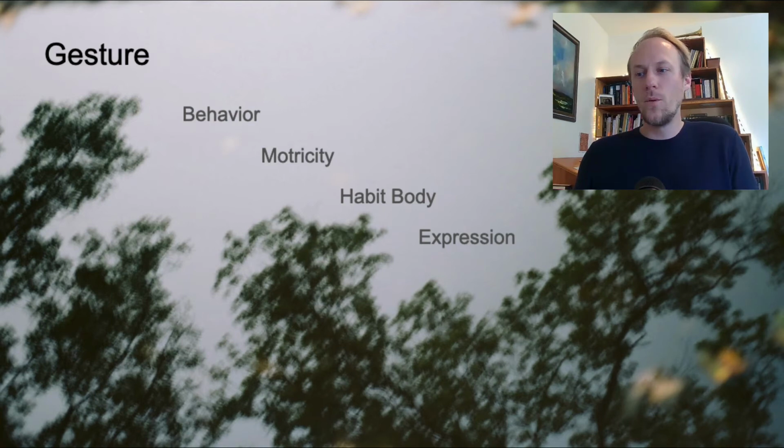So Merleau-Ponty, it could be said, has an ontology of expression, and that's the way a lot of scholarship has put it.